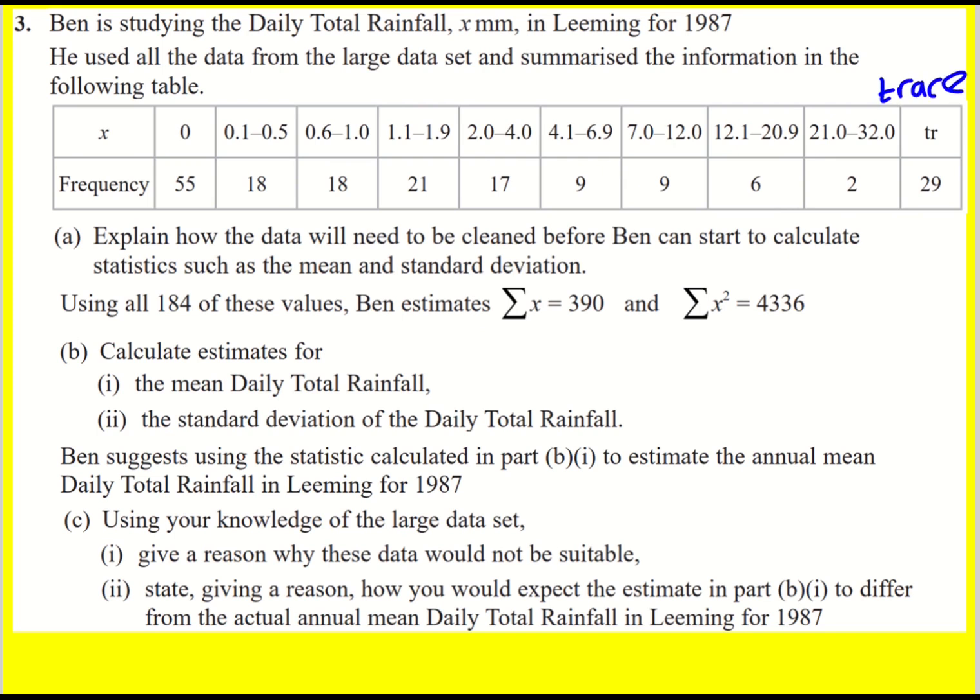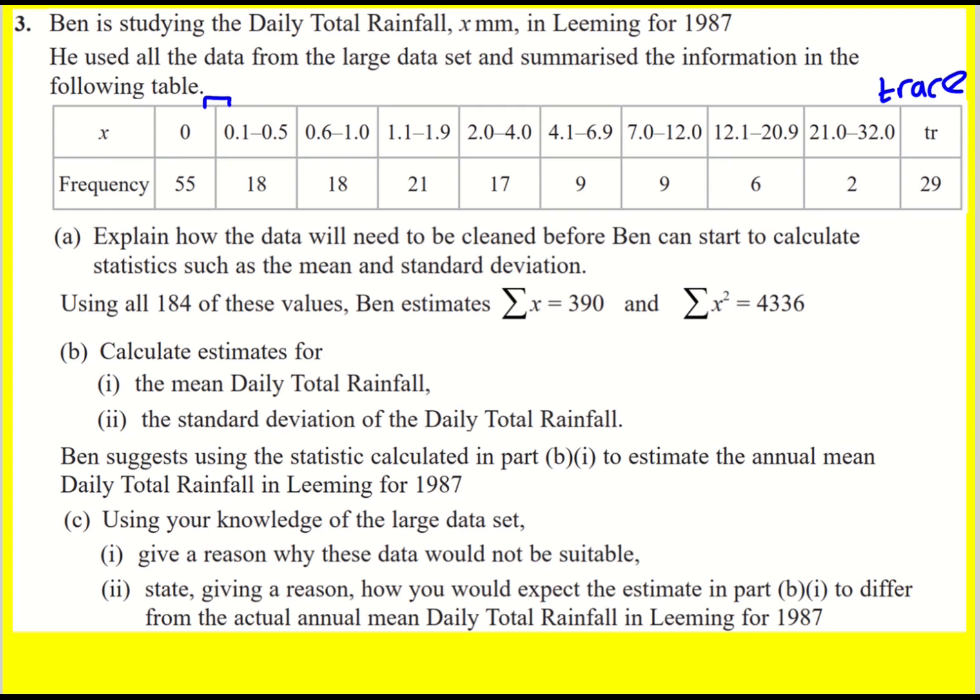Now, sometimes you need to just eliminate information from your data set, but not here, because trace is actually important. Some of the days just had a very low amount of rain, but not zero. That's what it means. You can't just get rid of them, because it will affect the mean quite a lot, especially because there's 29 of them. So what you need to do is give it a numerical value, and it's going to be numbers between 0 and 0.1.